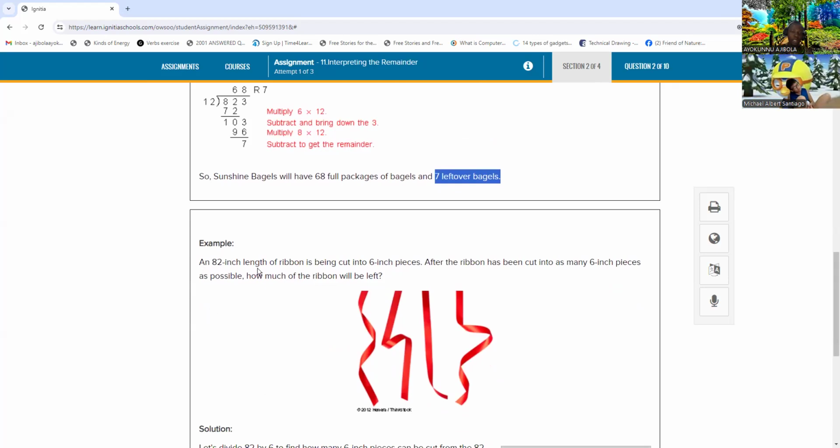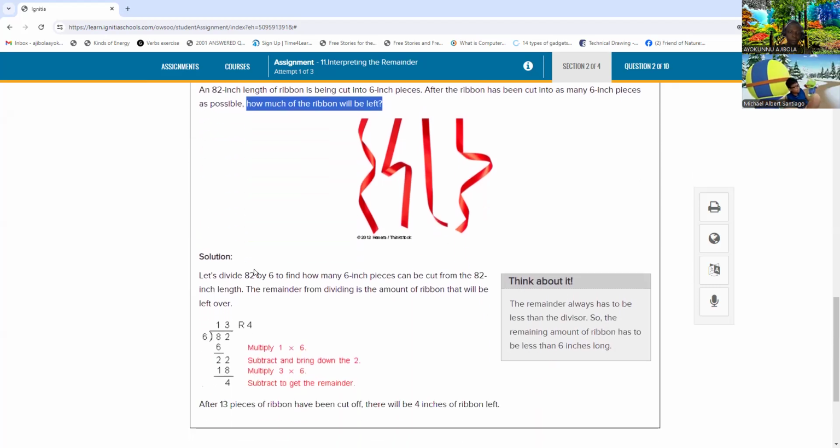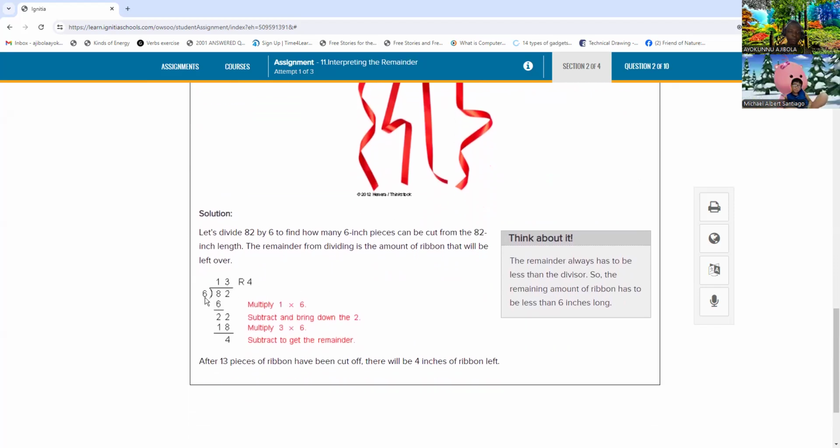An 82-inch length of ribbon is being cut into 6-inch pieces. After the ribbon has been cut into as many 6-inch pieces as possible, how much of the ribbon will be left over? That means 82 divided by 6, then we have a remainder. 6 in 8 is 1. 1 times 6 is 6. 8 minus 6 is 2.